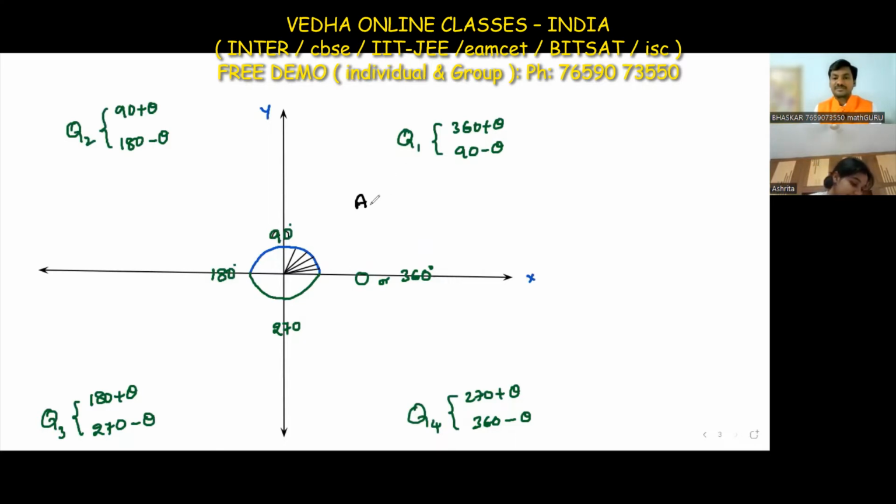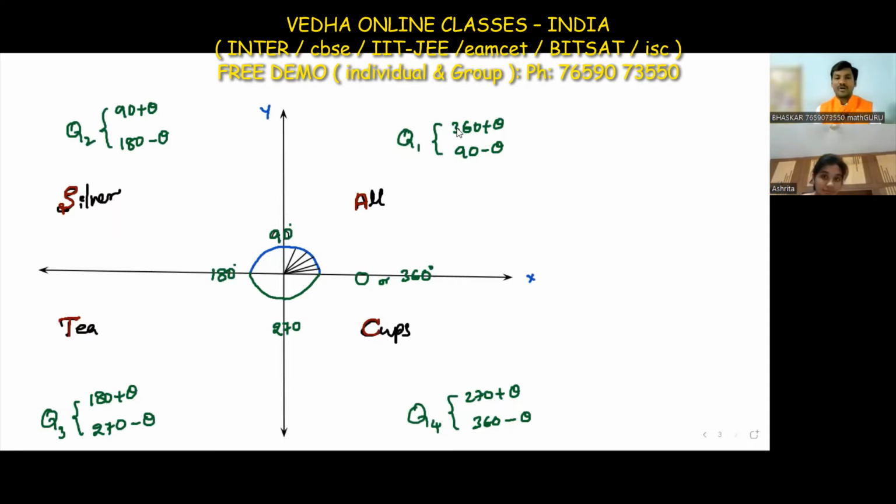The sentence is "All Silver Tea Cups". What is this sentence? "All" means all are positive in this quadrant. "Silver" means sine theta is positive. We are going to use the first letter. Here the first letter is T, so tan is positive. The first letter is C, so cos is positive.